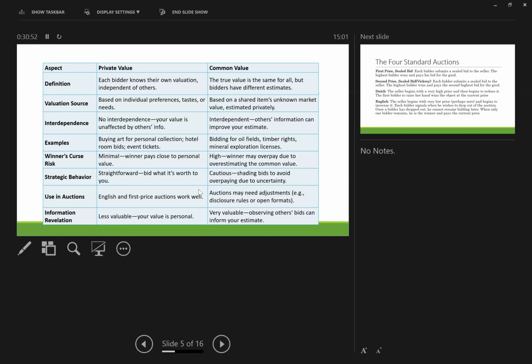If we talk about the private value, you would realize that the risk of falling into the winner's curse is minimal, because the winner pays close to his personal value. You've seen the item, and the value that you've placed on the item is 2 cedis. So you bid either 2 cedis or less than 2 cedis. Nobody goes above how much the person values the item. So you pay close to your personal value, and you are not likely to fall into the winner's curse bracket.